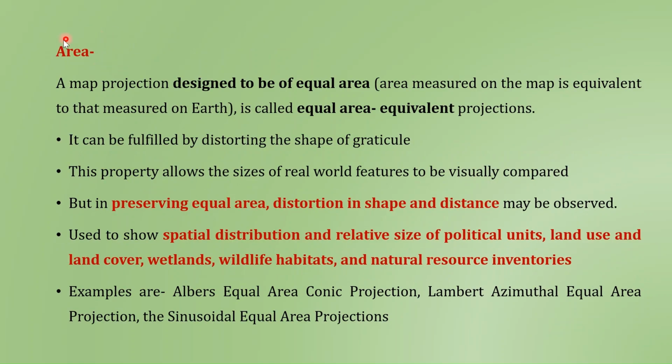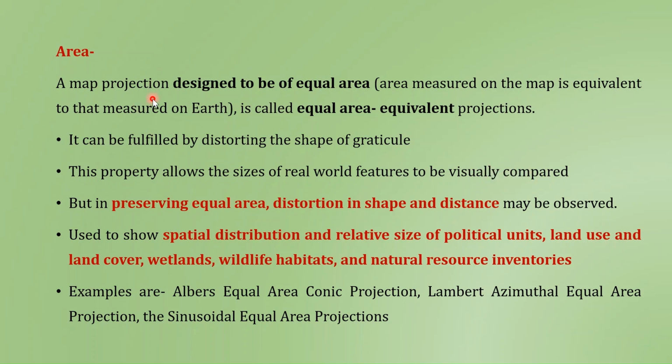So the first property, if we take, is the area. The map projections which are designed to be of equal area are those where the area measured on the map is equivalent to that measured on the earth. These projections are referred to as the homolographic or equal area equivalent projection, and it can be fulfilled by distorting the shape of the graticule. And this property allows the size of real world features to be visually compared.